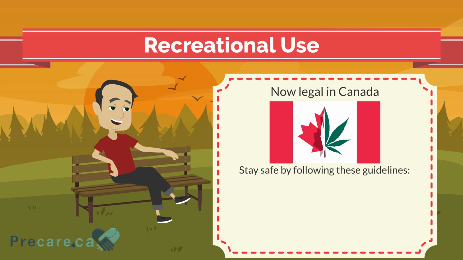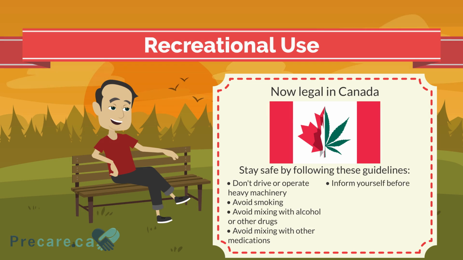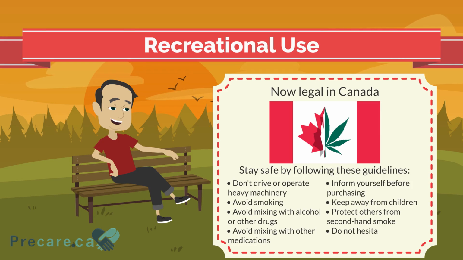How can you reduce the risk of harm from cannabis use? Don't drive or operate heavy machinery under the influence. Don't smoke cannabis. Avoid using cannabis with alcohol or other drugs. Reduce the risk of medicine interactions. Know what you're using by obtaining the cannabis from licensed producers. Store cannabis in a safe place away from children. Protect others from secondhand smoke. And know when to call for help if you're having unwanted side effects.